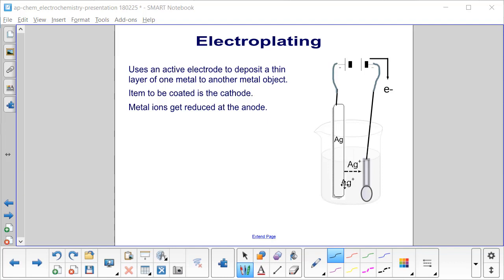So I have a silver cathode here, okay, and as my electrons flow, I have metal plating happening of the silver metal.